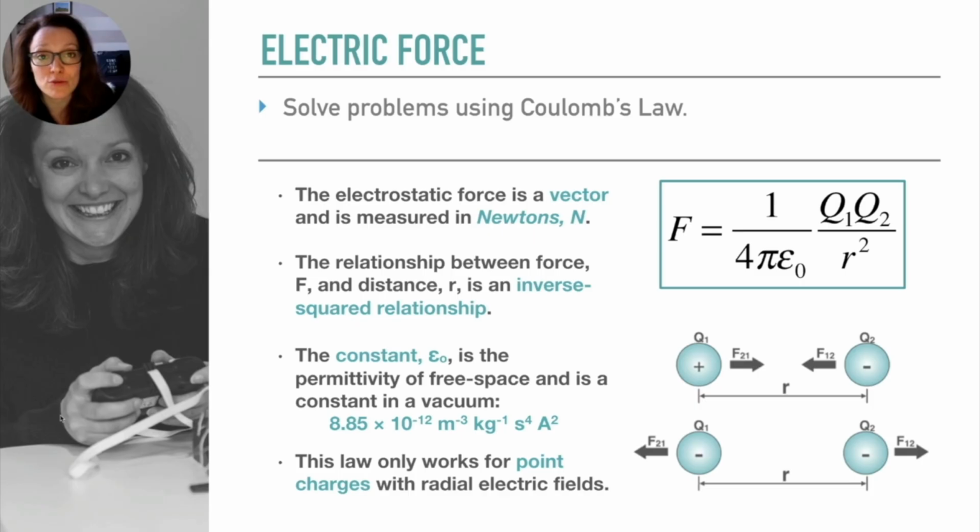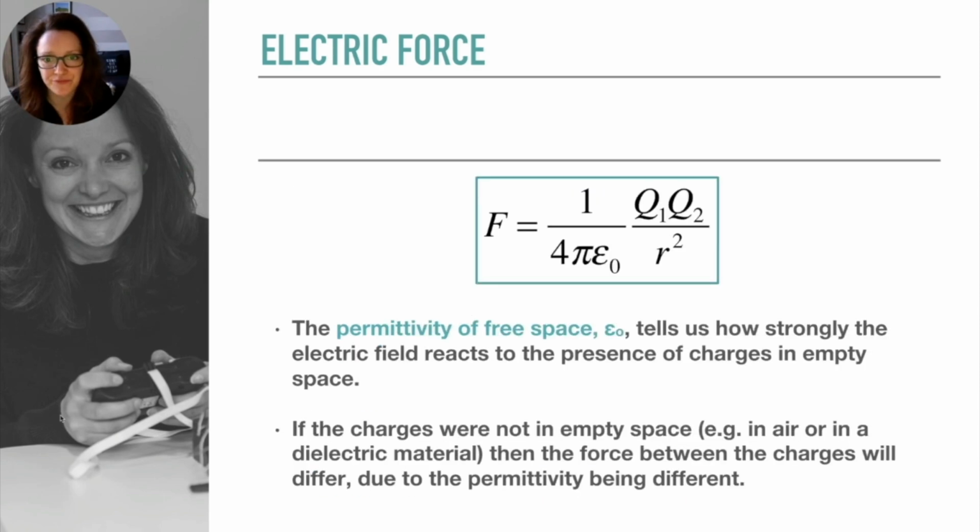You're not going to use Coulomb's law for uniform fields, you're only going to use it for fields that are radial. If we look at the formula down there, F equals 1 over 4 pi epsilon naught. That's our constant. Then we have Q1, Q2, and that's the size of the charge on each of the charges we're looking at over r squared. And r squared is the distance between the centre of both charges. Let's keep going with that.